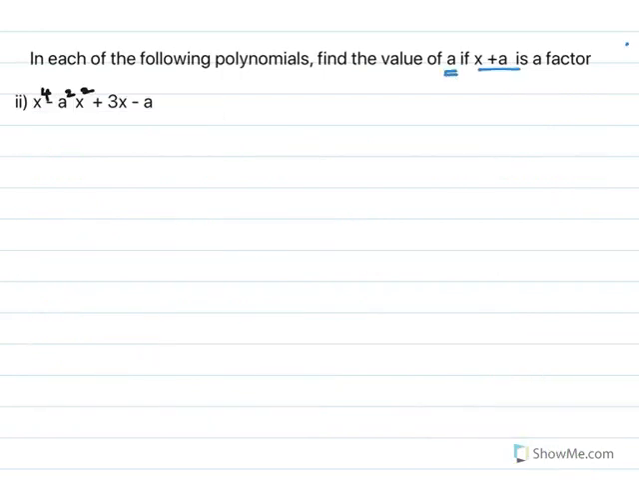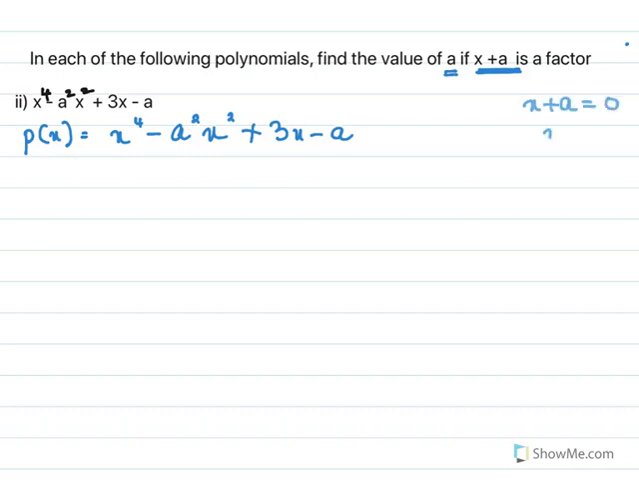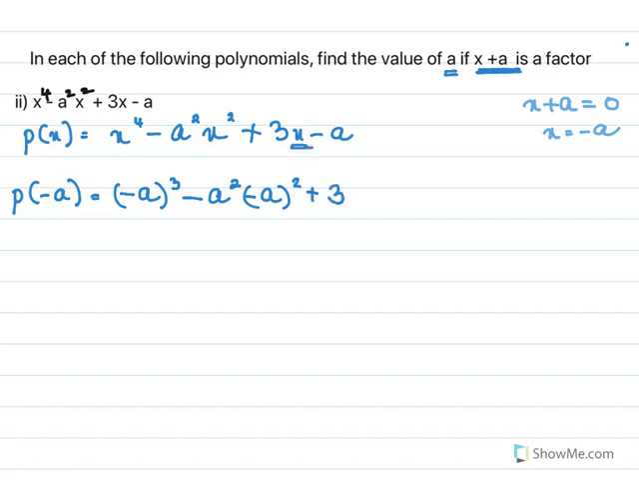In each of the following, find the value of a if x plus a is a factor. So again we'll do p of x is x raised to 4 minus a square x square plus 3x minus a. Now we want to know if x plus a is the factor, so we have to find the remainder. We do x plus a equal to 0, x equal to minus a. So here we will find p of minus a. Wherever there is x, I'll put minus a.